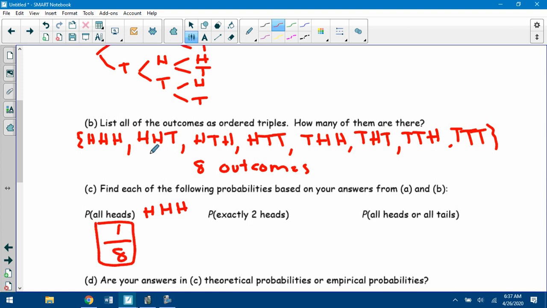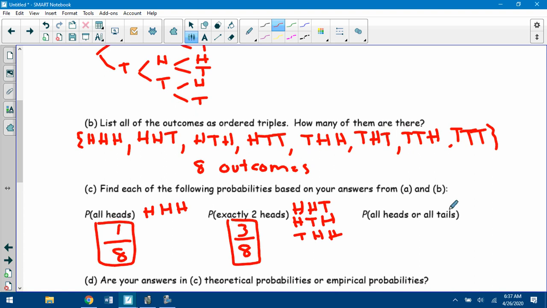How about exactly 2 heads? Well, now there's some more choices. You could get heads, heads, tails. You could get heads, tails, heads. You could get tails, heads, heads. I'm just looking through my list whenever there's exactly 2 H's. So there were 3 outcomes that had those out of the 8. So my probability is 3/8.